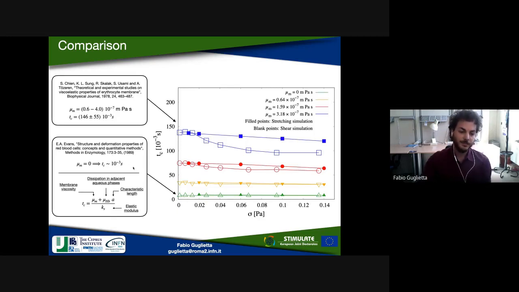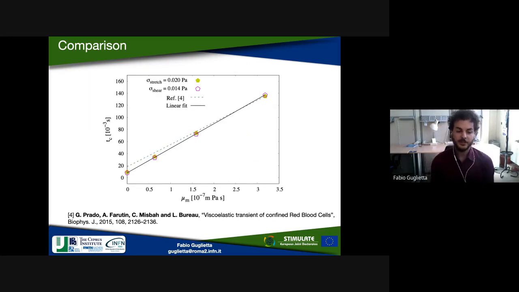And the reason of this time is in this formula where the relaxation time is written in terms of membrane viscosity here, but also in dissipation in adjacent aqueous phases. So there is another viscosity that is smaller than this, but not zero. So when this is zero, we can compute this and we get the result of about 1 millisecond. So there is a good agreement in this case.